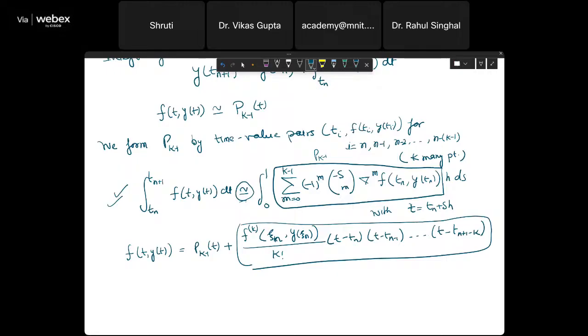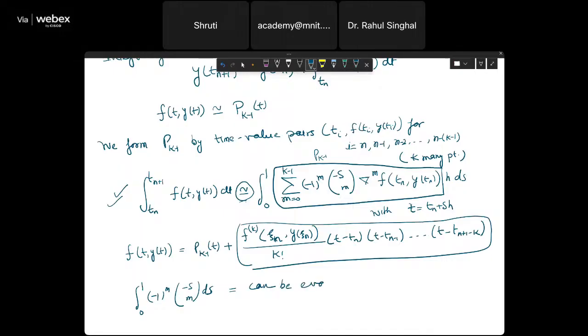In this equation of course we then have to calculate this integral, for which we need to calculate the integral from 0 to 1 of (minus 1) to the power m and the binomial coefficient. The rest of the things are independent of s, so we can keep them as they are. We will handle them later on, and you can see that this integral is possible to evaluate for different values of m. For example, if you take m equal to 2, it can be evaluated.